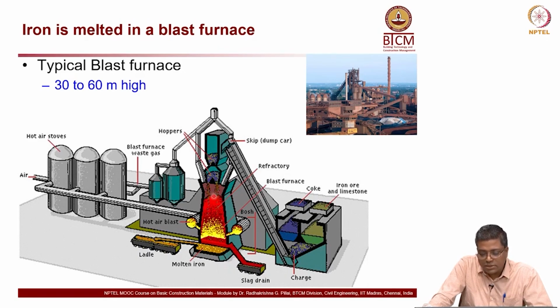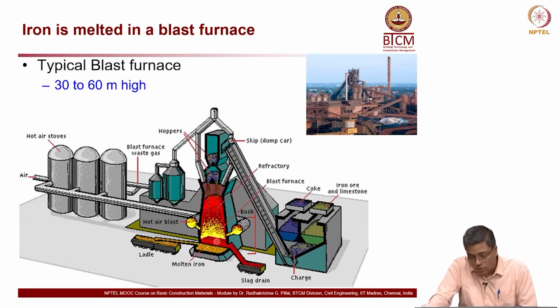These materials are stacked inside this furnace, and then you have a hot air blast. That is why it is called a blast furnace. Hot air is blasted from the bottom, and the material inside the furnace gets heated up, reacts and starts melting. You get molten iron at the bottom, and some slag is formed, floating on the iron. The slag is also used for other purposes.